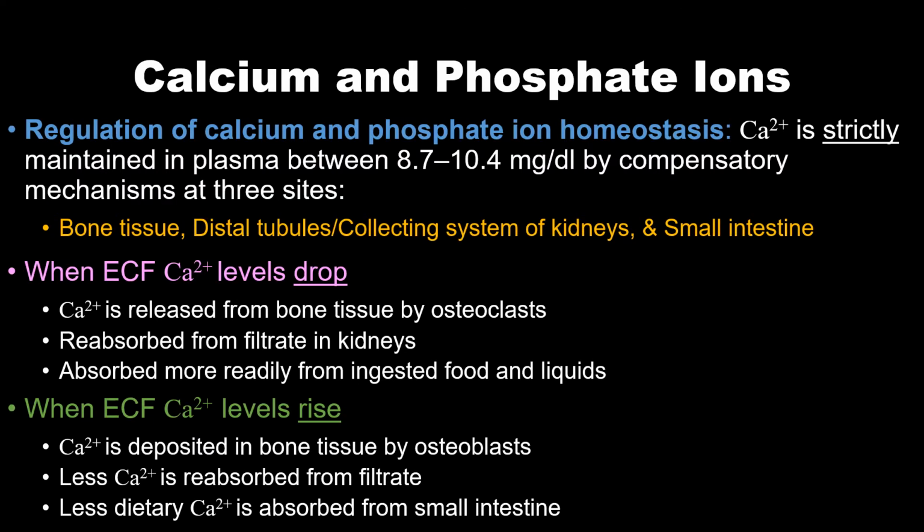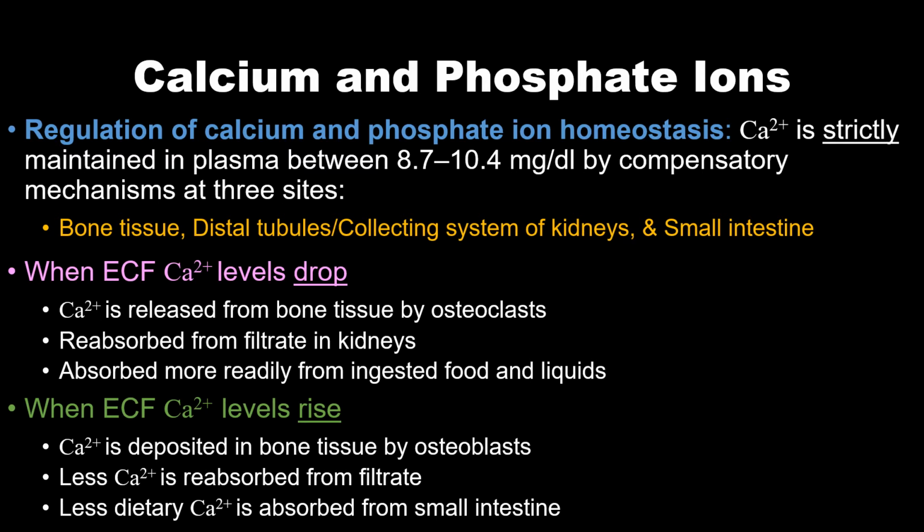Now, calcium is going to be regulated in the ECF at about 8.7 to 10.4 milligrams per deciliter, and it rarely varies from this range by more than a few percentage points in either direction. This is a strict control thanks to the compensatory mechanisms that occur at three main sites: bone tissue, distal tubules and collecting systems of the kidneys, and small intestine.